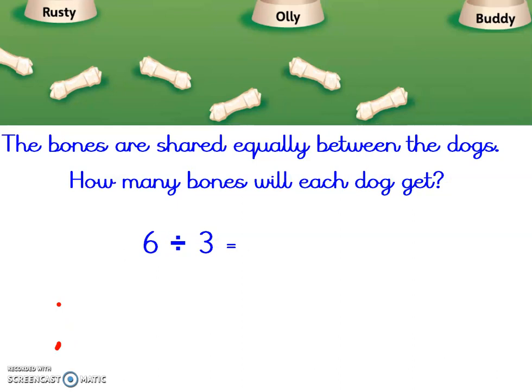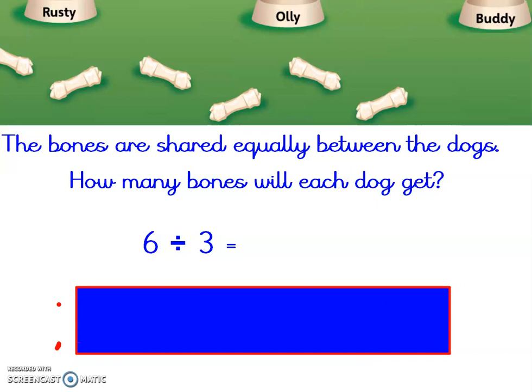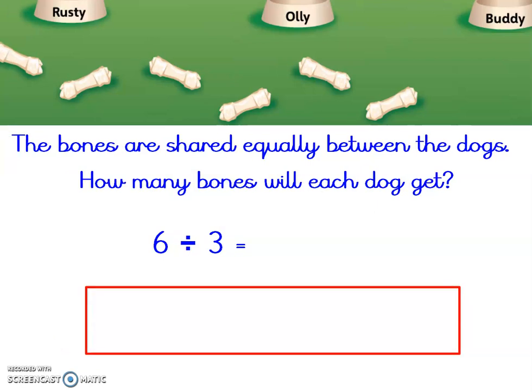Now I'm going to try and represent this using a bar model. So my bar represents the whole amount. And as I'm going to share the whole amount of bones between 3, I'm going to divide my bar into roughly 3 equal parts. And then nice and simply, I'm just going to share out my 6 bones between my 3 dogs. And that means we can see that each dog is going to simply get 2 bones.